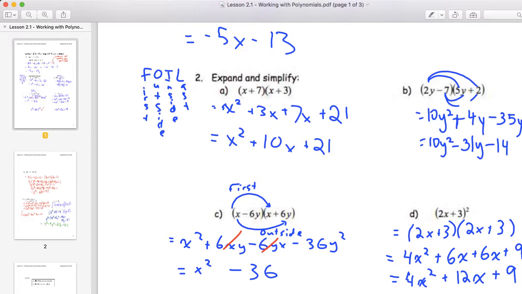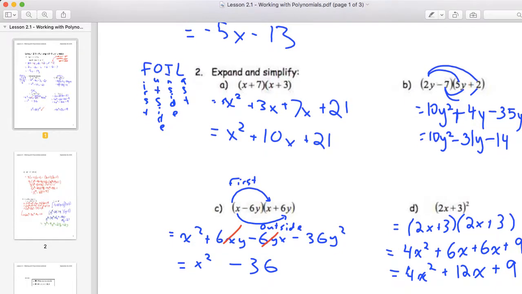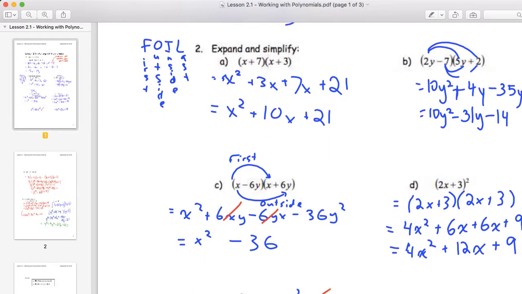After this, similar to the last question, I have to group my common terms together. So I have an x squared, and then I group together the 3x with the 7x to make 10x, and I have a final 21. So my final answer is x squared plus 10x plus 21.